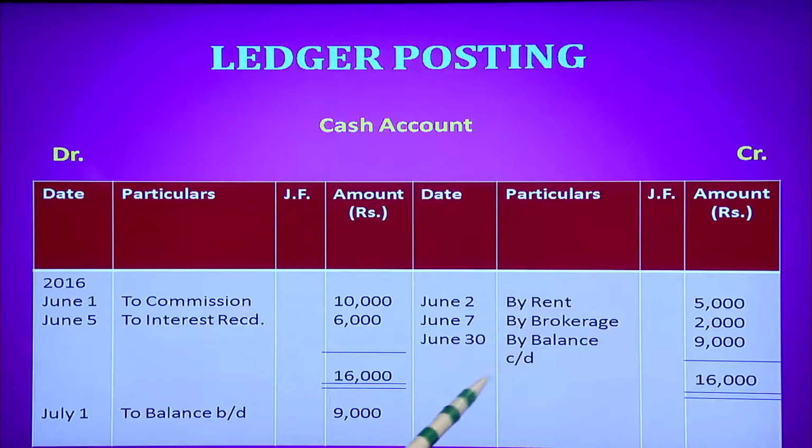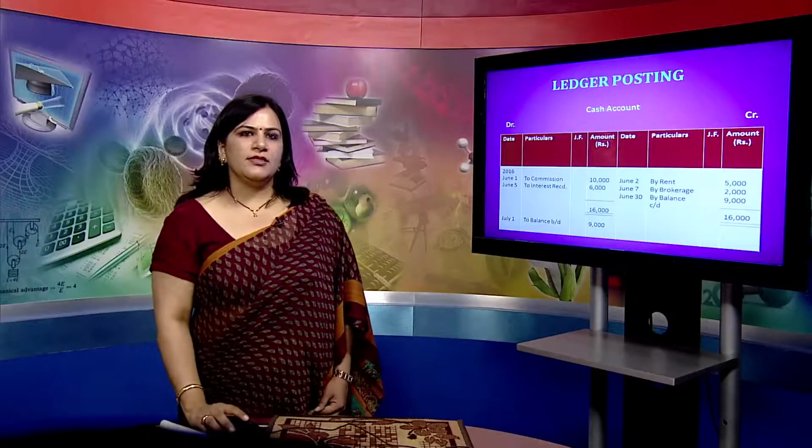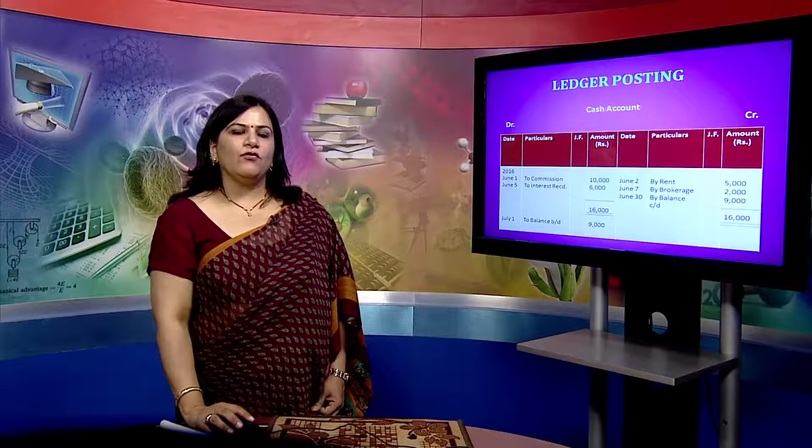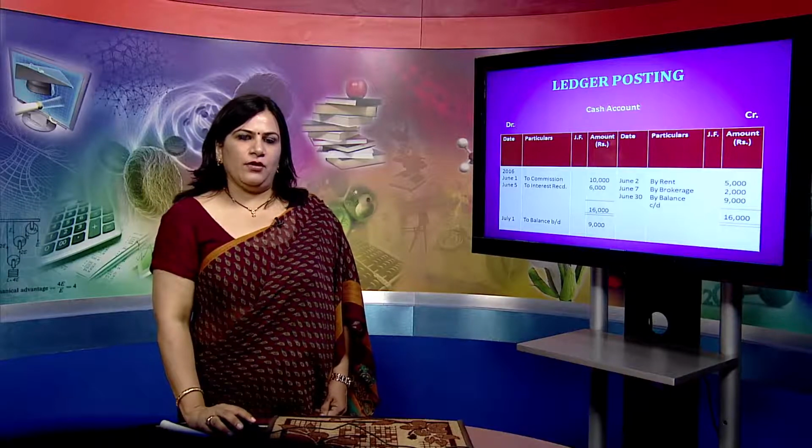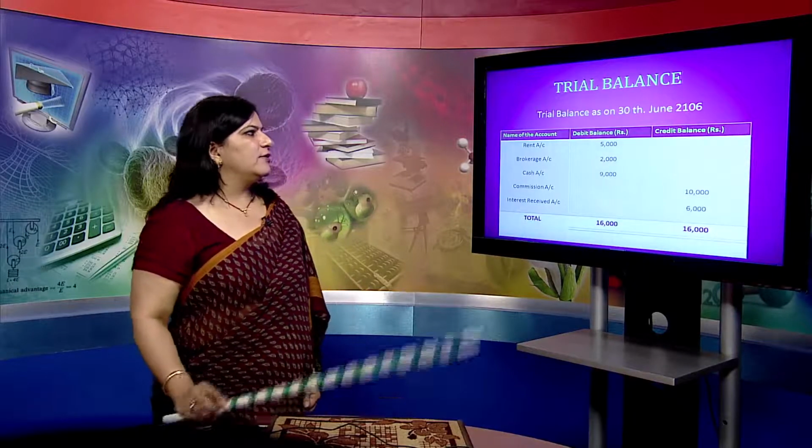So, that becomes the balance carried down, which is calculated at the end of the month, that is on 30th June, 9,000 rupees, and we close the account for this month by putting double lines and we transfer the balance to the first day of the next month. So, as on July 1st, to balance brought down 9,000 rupees. So, this was about the second step to the process of making the trial balance, that is ledger posting and the balancing of accounts. Next, we prepare the trial balance.